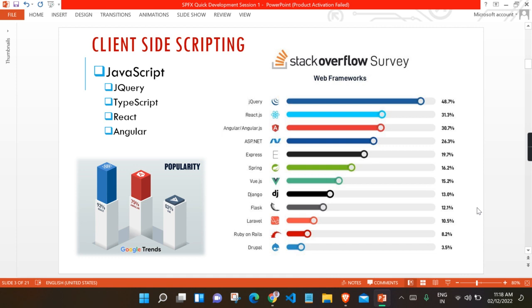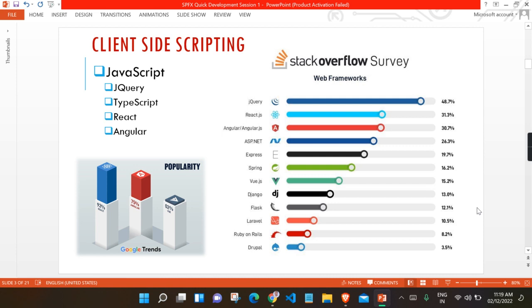Before going to SPFx, we need to have knowledge of all these things. First you need to understand one thing: SPFx is not anything newly introduced. SPFx is just a pattern or framework, built on different components which we are already using in the industry. So for that we need to have knowledge of a few components.